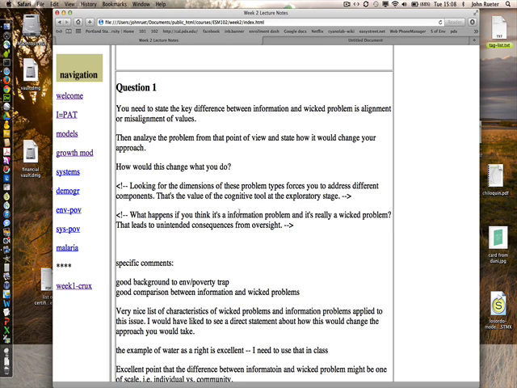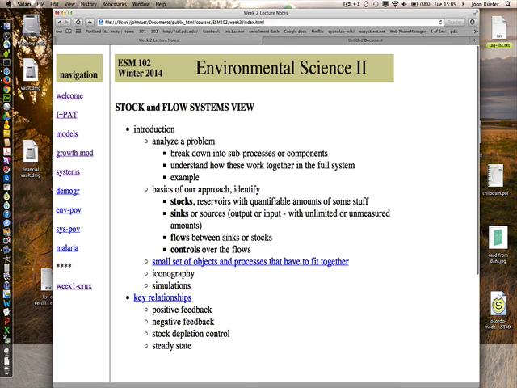So you'll see more examples of that in the example Crux questions. So in this case, looking for the dimensions of the problem type forced you to address different components, forced you to ask what's the information that's needed, what are the values that are needed. So this is using that cognitive tool to open up information about a particular issue. We're going to be doing the same thing here with systems. We want to analyze the problem, and we're going to break it down into sub-processes or components, and then we're going to see how these work together.